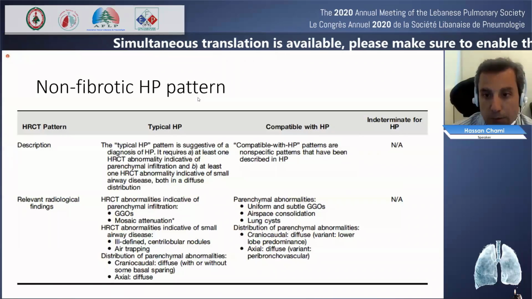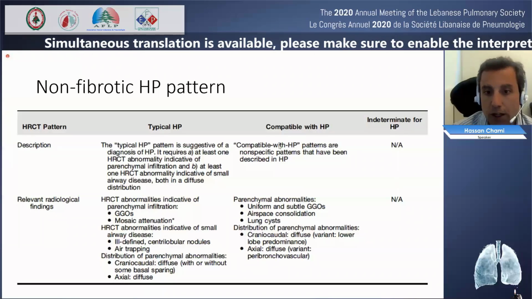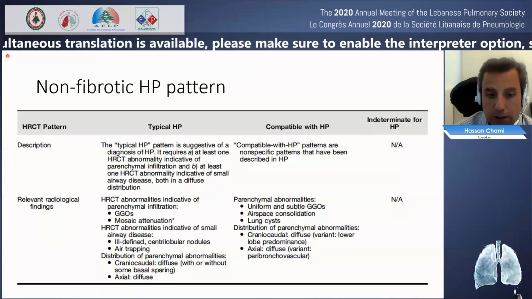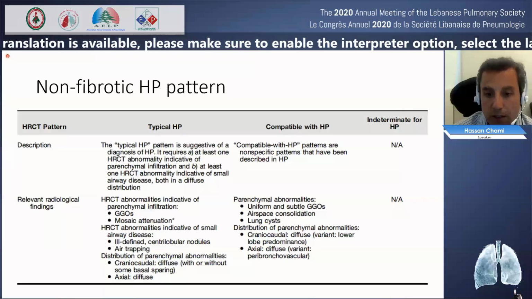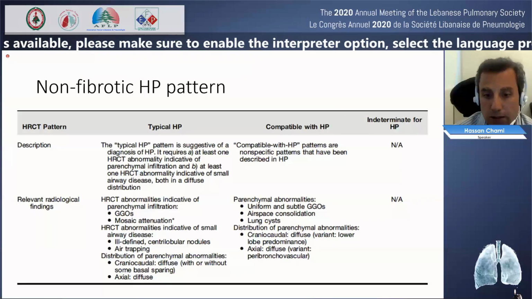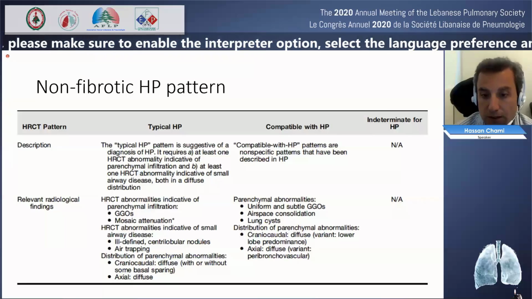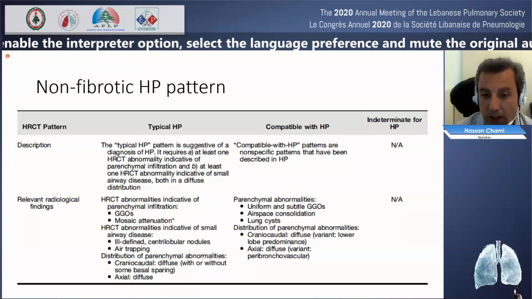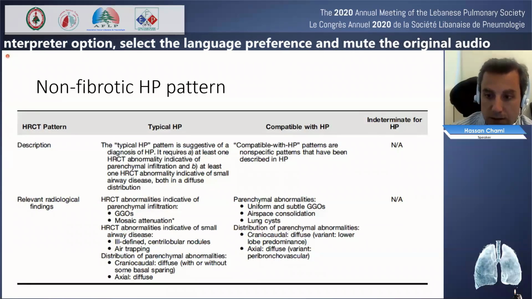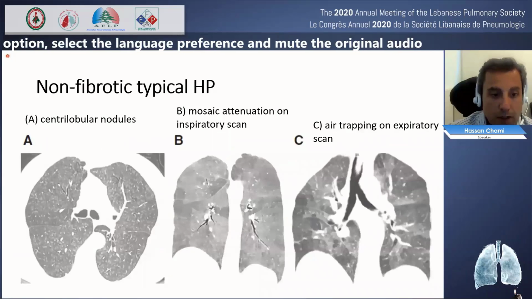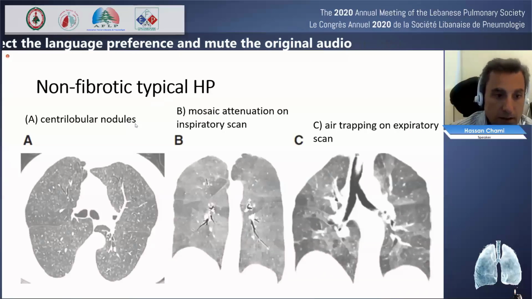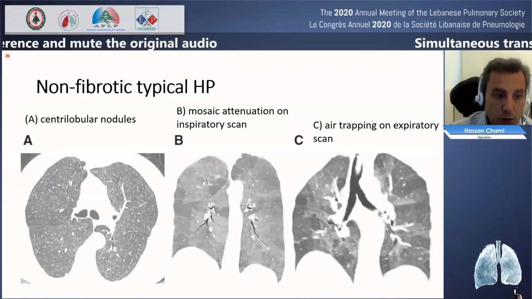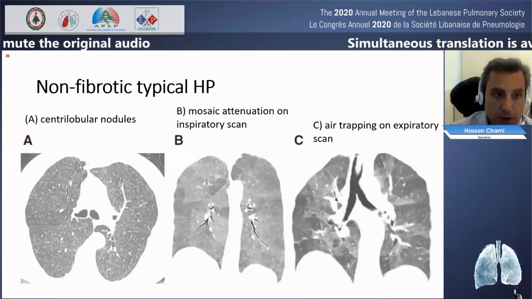The features that would be compatible with HP usually wouldn't have all these, but there's a specific constellation of findings of lung cysts, airspace consolidation, and subtle ground glass that we'll show you in another slide. These CT scan cuts would show what the guidelines report for findings of non-fibrotic HP that would be typical for non-fibrotic HP.